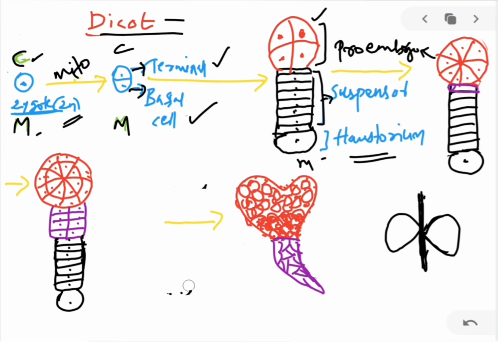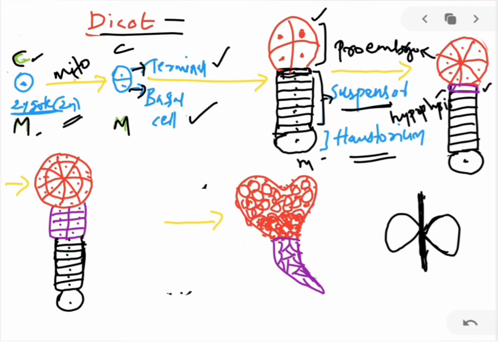And the second change which happened is that out of the cells of the suspensor, the one which is just below this pro-embryo, this particular cell, you can see I have changed the color here, right? This cell, now we call it as hypophysis.